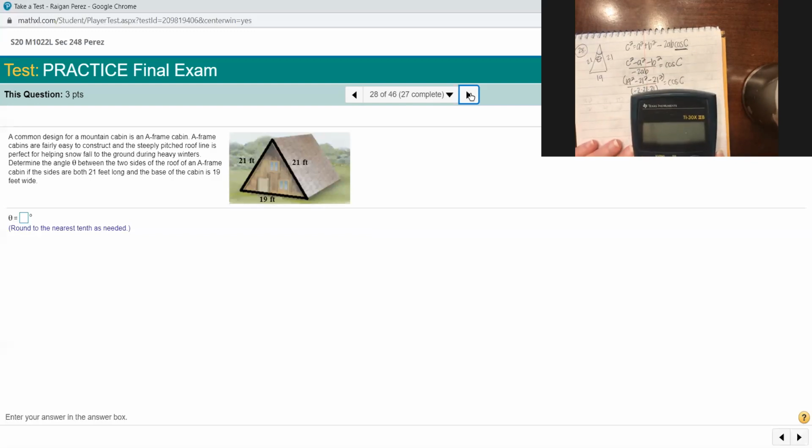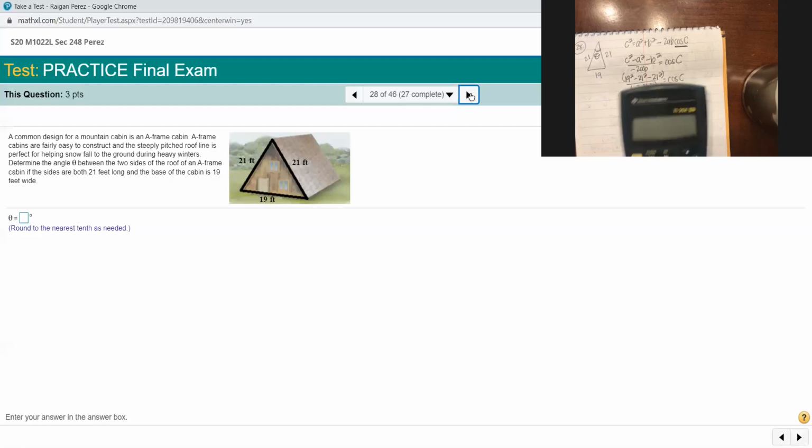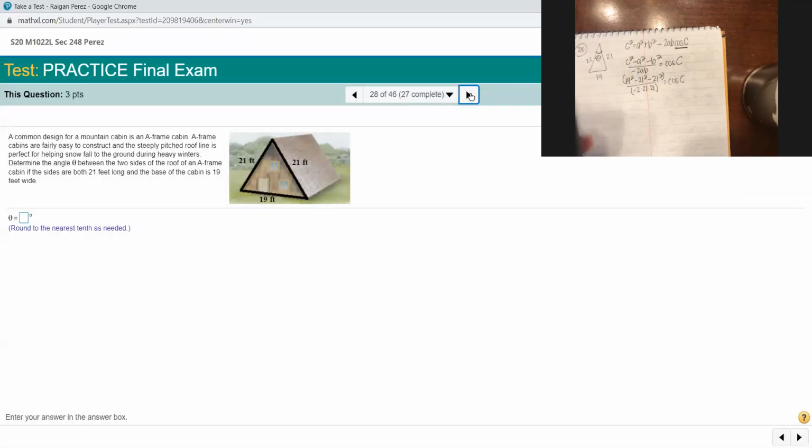Okay. And then open parentheses 19 squared minus 21 squared minus 21 squared, close parentheses, divided by negative 2 times 21 times 21 equals that. And now I'm going to put it in the cosine inverse to find the angle. So it says 53.79 and it wants us to round to the nearest tenth. So C is equal to 53.8.